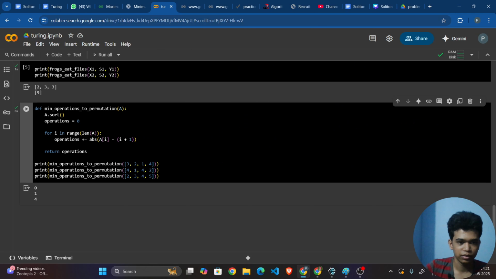So let us see the code. In Turing they will be preferring Python code. Okay, first of all I will be sorting it, then I will be taking the operation as 0, the resultant. Okay, and then I am traversing the given array which is sorted. Okay, now operation plus equal to absolute difference of a of i minus i plus 1, because i is starting from 0, but we need it starting from 1. That's why I am doing i plus 1. Now at last return operation. That's it. So if I run this, you can see the output is this.